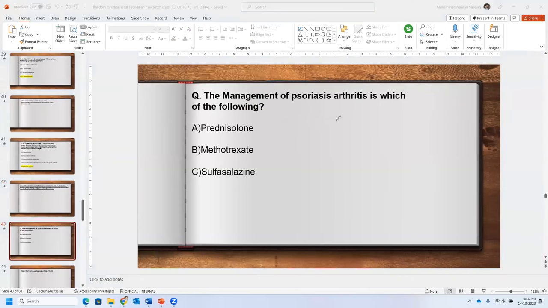No worries. Management of psoriatic arthritis is which of the following? Prednisolone, methotrexate, or sulfasalazine?